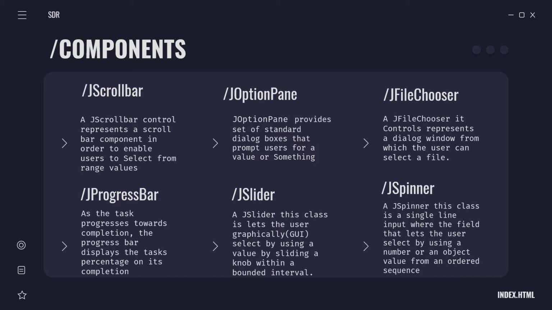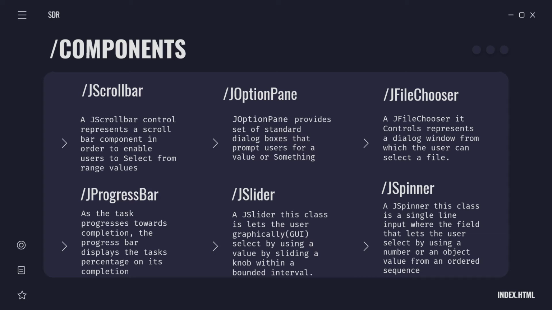OptionPane gives us a dialog box in which we can enter a value or select a value from the external window pane. FileChooser gives the user control to choose a file, to upload it or move it, or do some action on a file inside the computer, and manipulate it using this Java language.